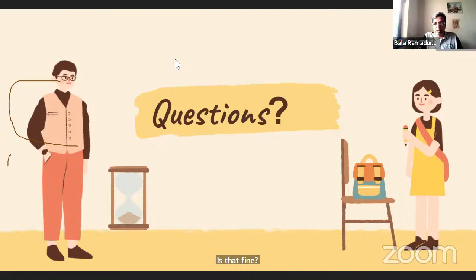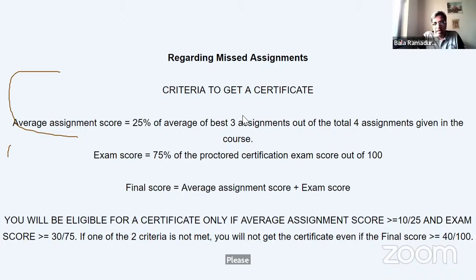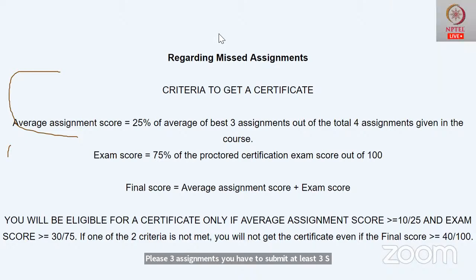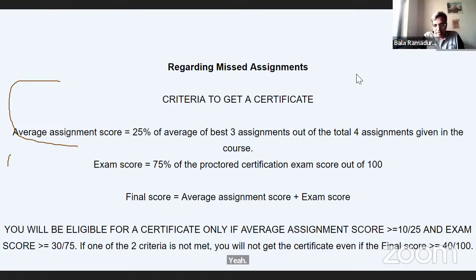Okay, Sukrat, we have to go back to that slide. Yeah, I'll do that, sir. The average should be best 3 out of 4. So if that gives you 20 out of 40, I think that should work. I think you have to have taken at least 3 assignments. You have to submit, that's a criterion that they have. If you have taken only 2 assignments, then unfortunately it does not count. So even if I score 30 out of 75 in the final written exam, I will not get a certificate, right? Unfortunately, yes.